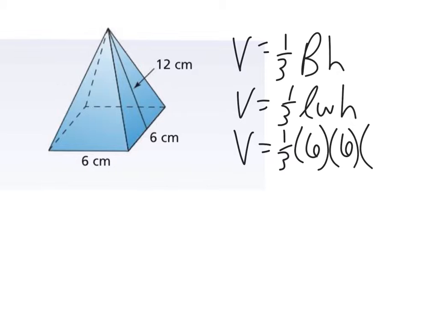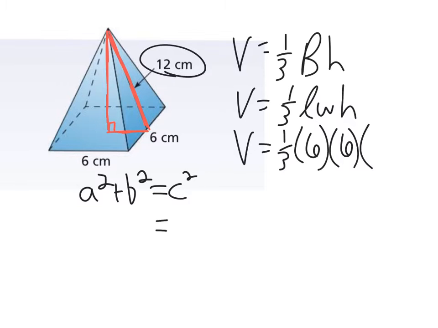The problem is this height. I want the height to be straight up and down the pyramid. That's not what we have. We have what's called the slant height again. So what we can do here, though, is form a right triangle, and we can use our Pythagorean theorem. So a squared plus b squared equals c squared. Remember, c is the hypotenuse. It's the longest side, and it's always across from the 90-degree angle. So 12 would be our hypotenuse.